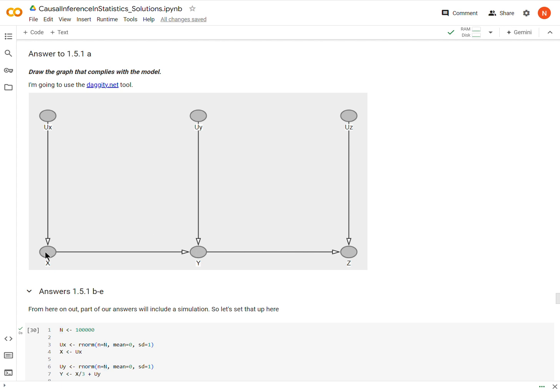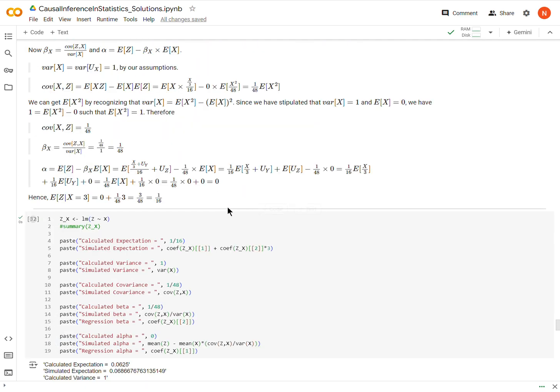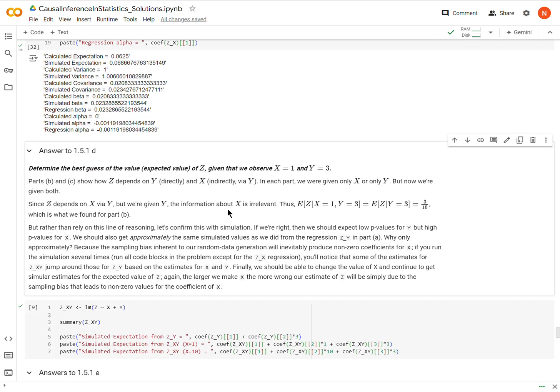Okay, again, it's because the contribution of x to z is via y, and we're already told a value for y. So any contribution that x has to z is accounted for in y already. Okay, so let's scroll down here.